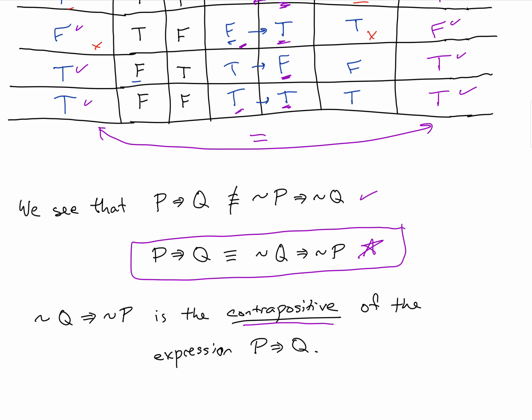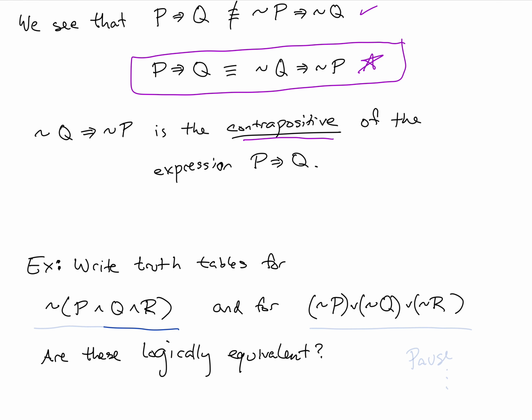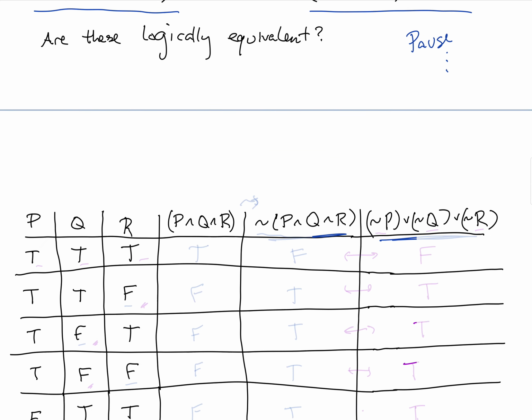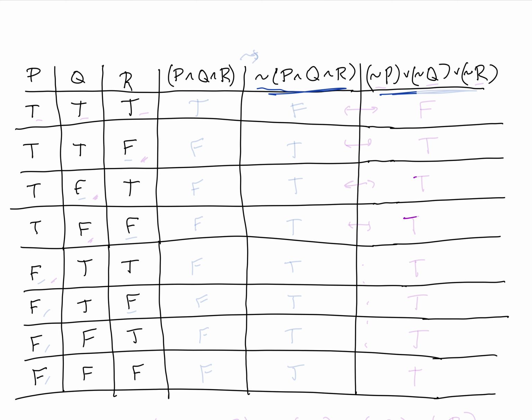Here's another one to try. I'd like you to write truth tables for each of these logical expressions, and then determine whether or not they're logically equivalent. So pause, write the truth table for each of those, and then we'll talk about it together. Okay, so these are the two expressions that we want to compare to one another.